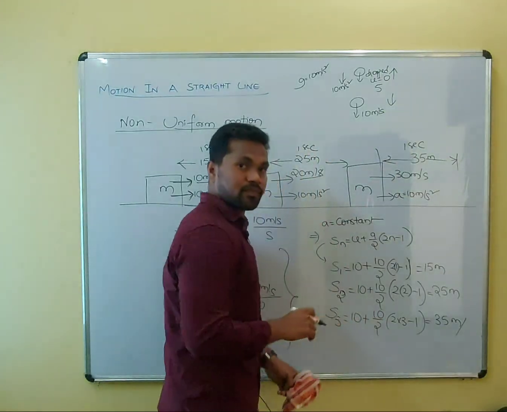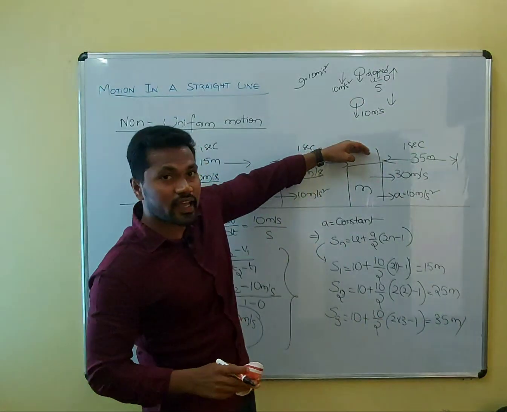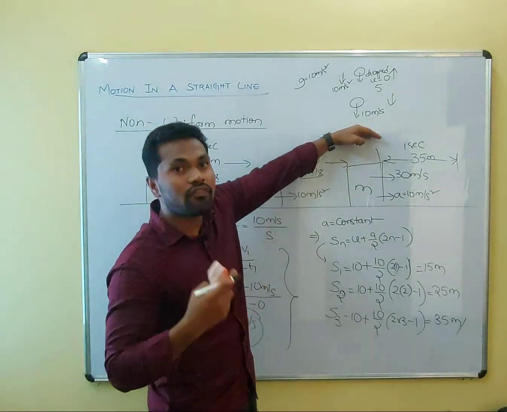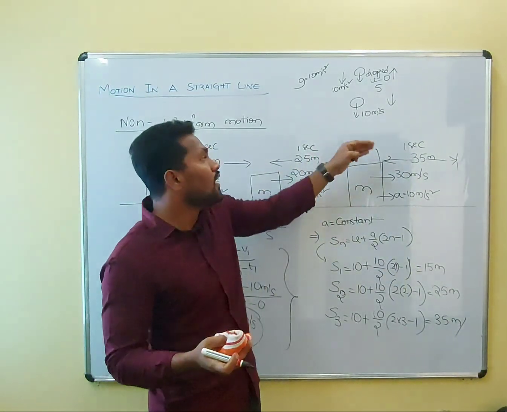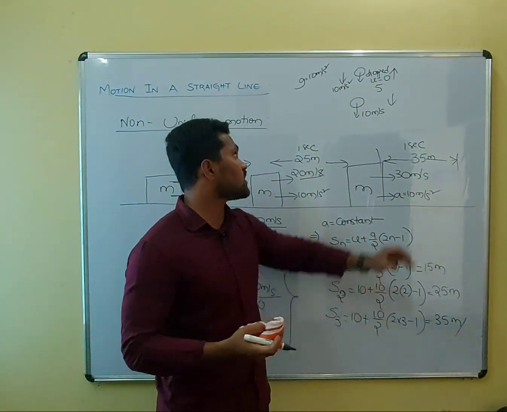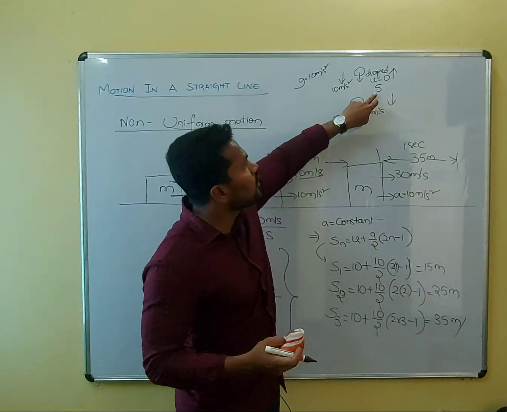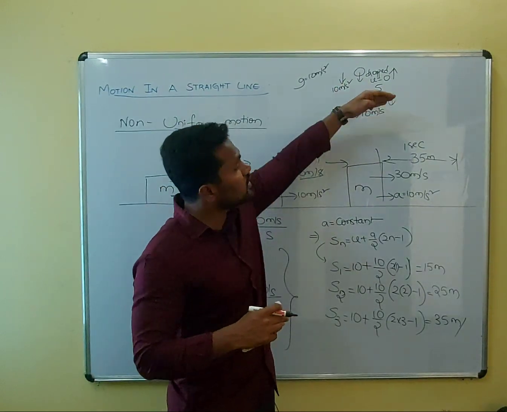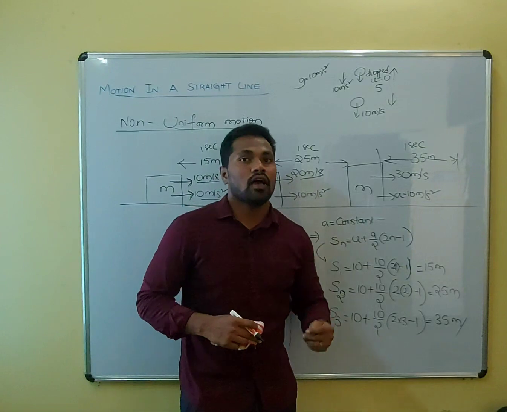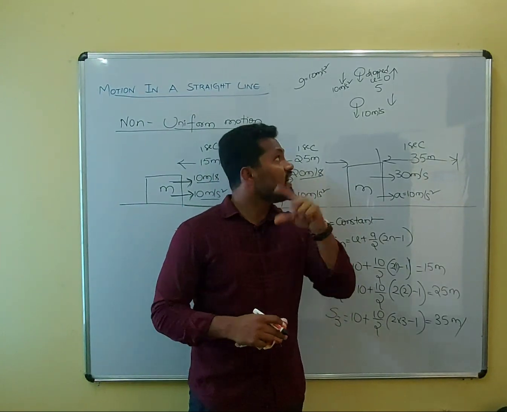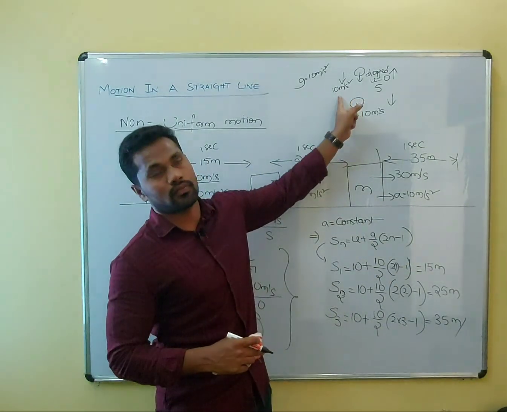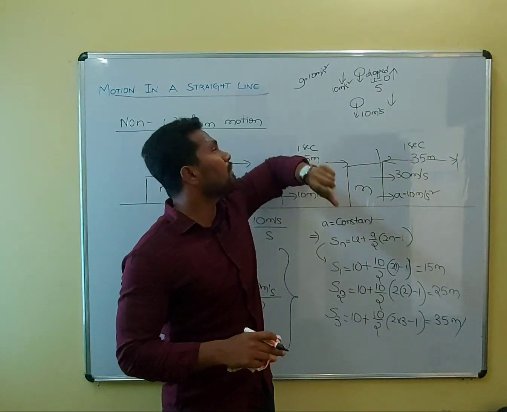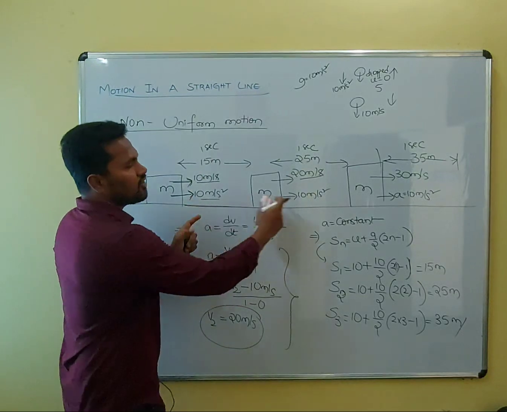Are you getting, students? After 1 more second, velocity increases by the acceleration magnitude. What is the velocity after 1 more second? 20 meter per second. After 1 more second, 30 meter per second. So observe the distance traveled. If the distance traveled by this object in the first second is 5, what is the distance traveled in the second second? It is increased by the magnitude of acceleration, so this value 5 is increased by the magnitude of acceleration. If you observe here, it will be very clear.